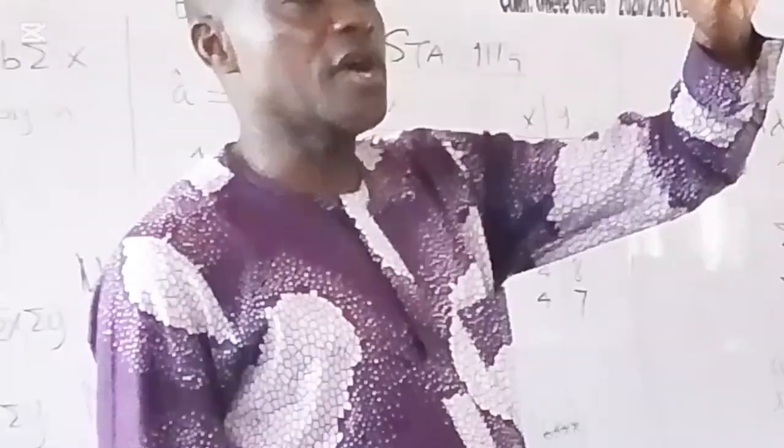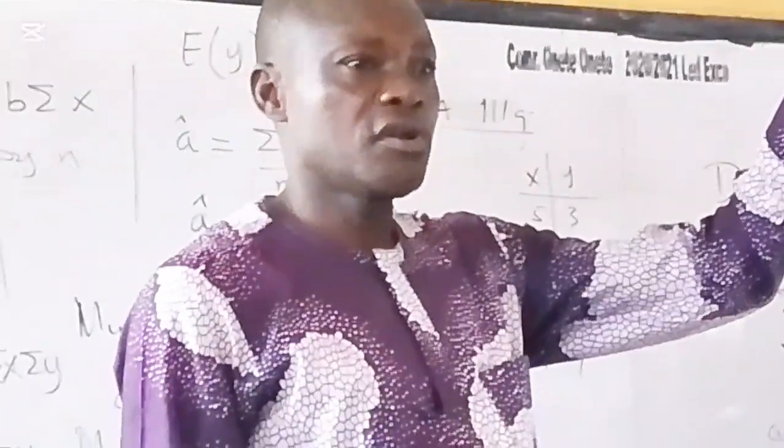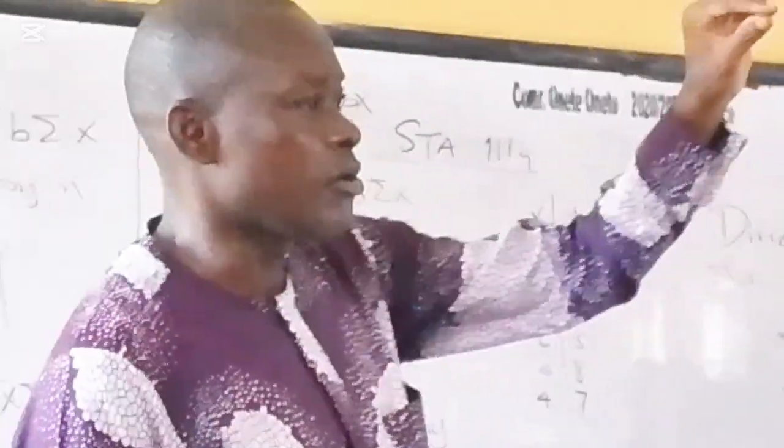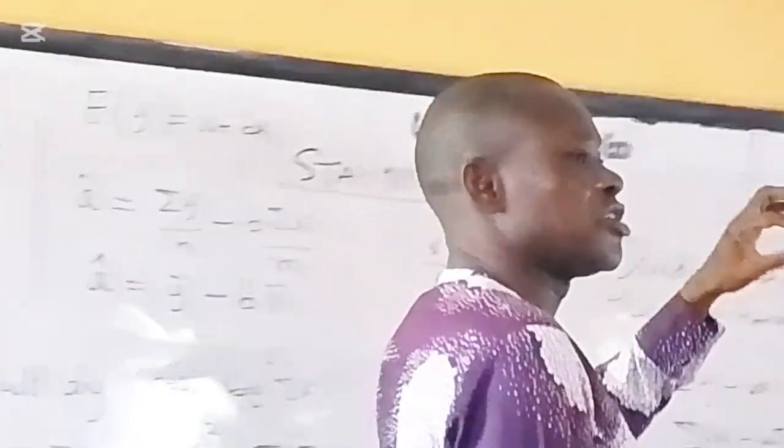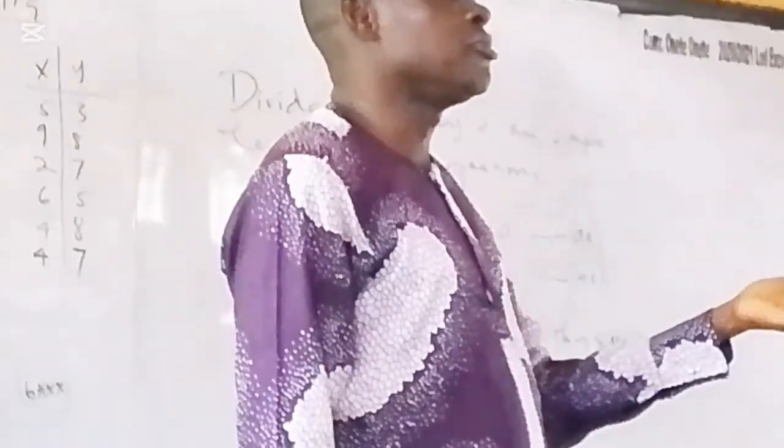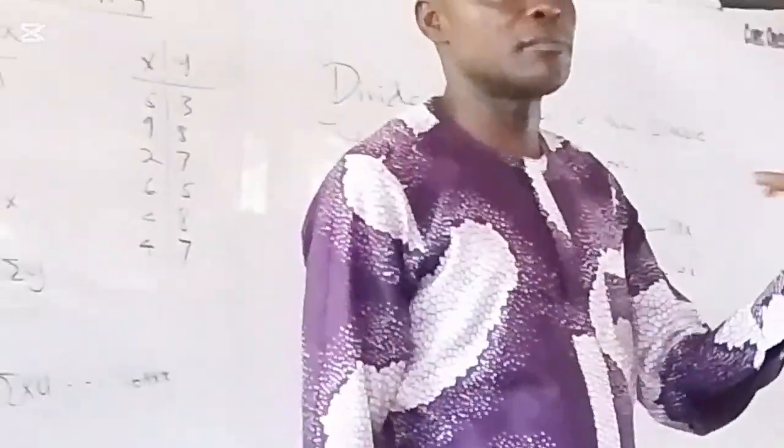The error term has expectation 0. Expectation is also called the mean. The expected value is the mean of that distribution. So the error has mean 0.